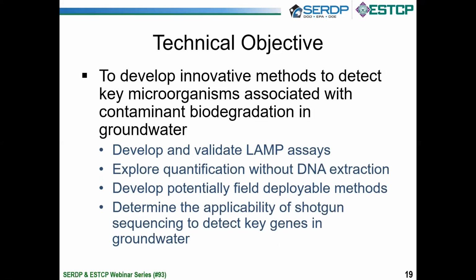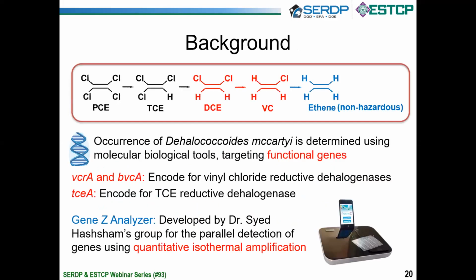So the overall technical objective was to develop novel methods to detect key biomarkers associated with the biodegradation of a set of groundwater contaminants. And as I mentioned, this involves developing and validating LAMP assays, exploring biomarker quantification without DNA extraction, and creating a potentially field deployable quantification approach. And again, the last part of my talk will describe our work examining the applicability of shotgun sequencing to quantify key biomarkers in groundwater.